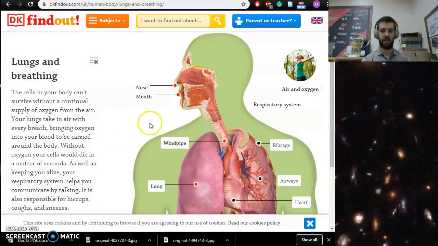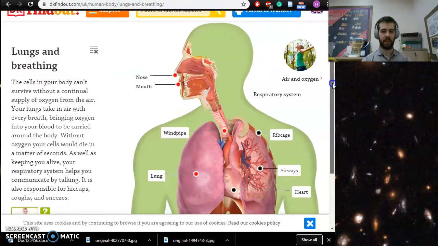Anyhow, we are going to be looking today at another great page from DK Kids. It's a great website. I really like it. Their diagrams are very scientific. They're very accurate, very detailed. But let's have a look here. It says lungs and breathing, and we'll just scroll down a little bit.